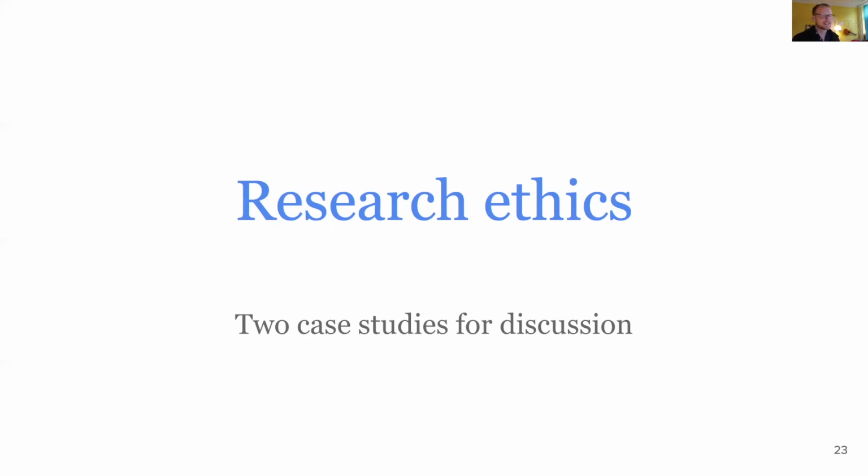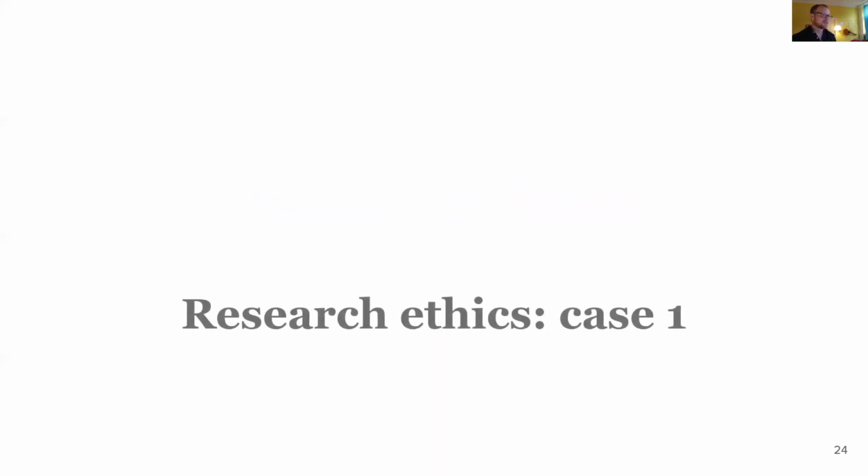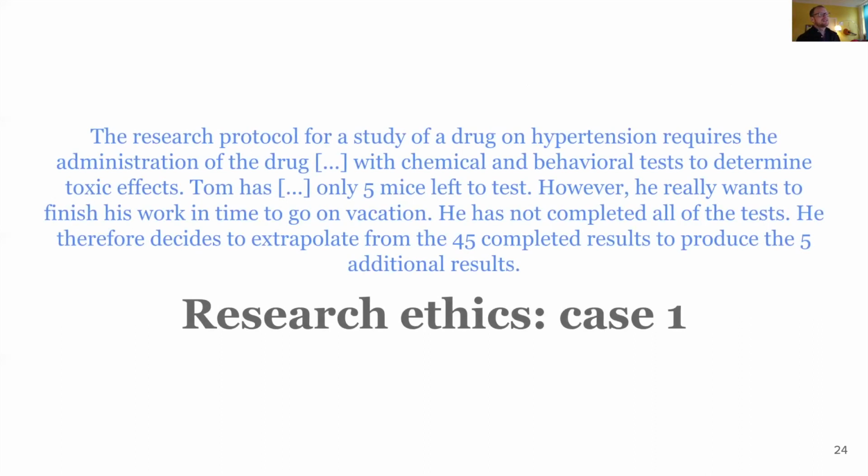So two case studies for discussion on research ethics, just hopefully to spark a discussion in the group. Case number 1: there's a research protocol for a study on drug hypertension, and it requires the administration of the drug with chemical and behavioral tests to determine toxic effects. Tom has only 5 mice left to test. However, he really wants to finish his work in time to go on vacation. He has not completed all of the tests. He therefore decides to extrapolate from the 45 completed results to produce the 5 additional results.